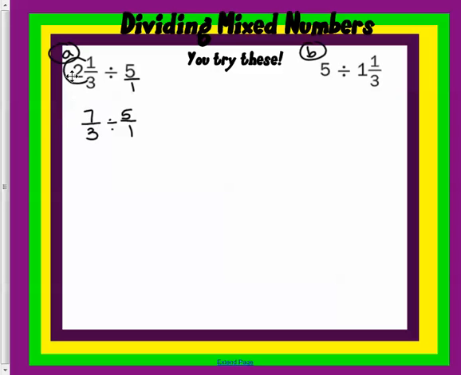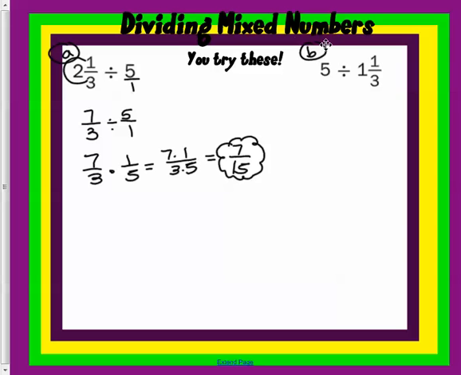To get 7 thirds, you take 2 times 3 to get 6, plus 1 is 7, divided by 5 over 1. Keep, change, and 7 times 1 over 3 times 5. Nothing can be simplified, so I get 7 over 15, and I'm done.